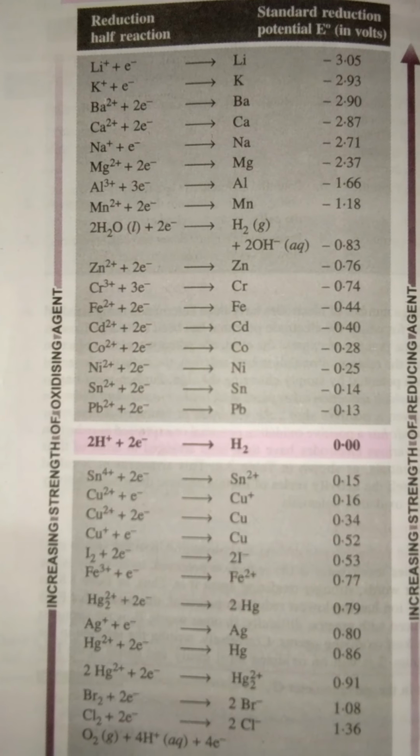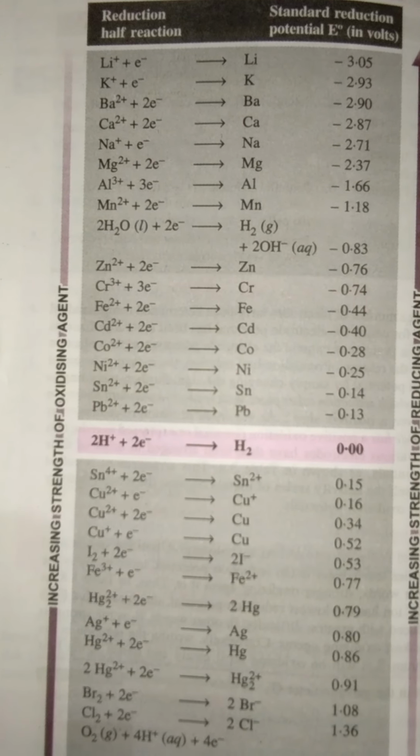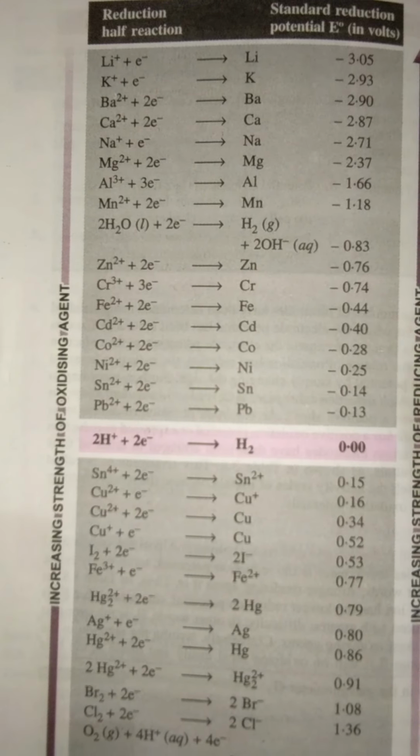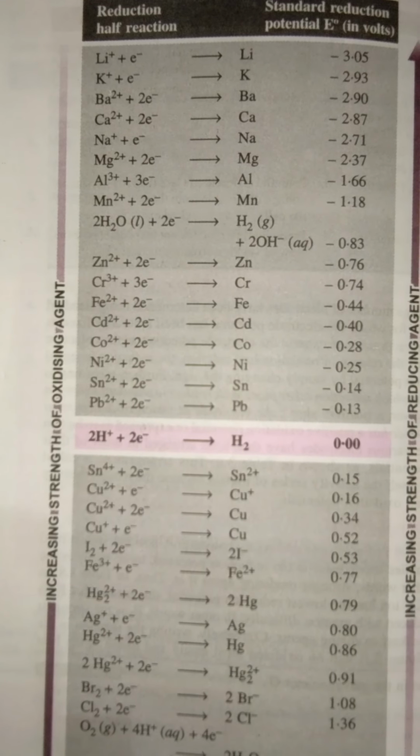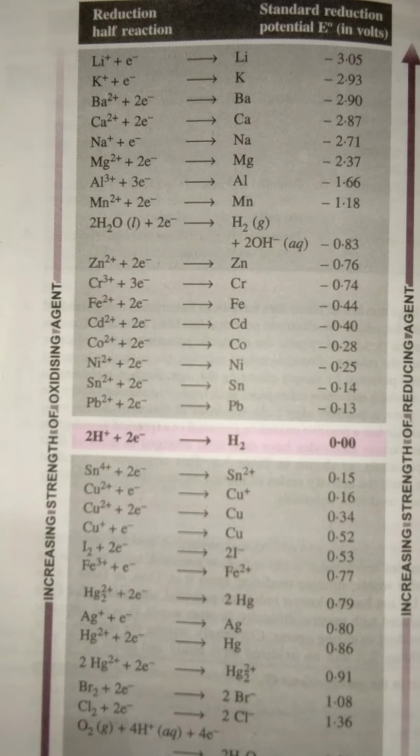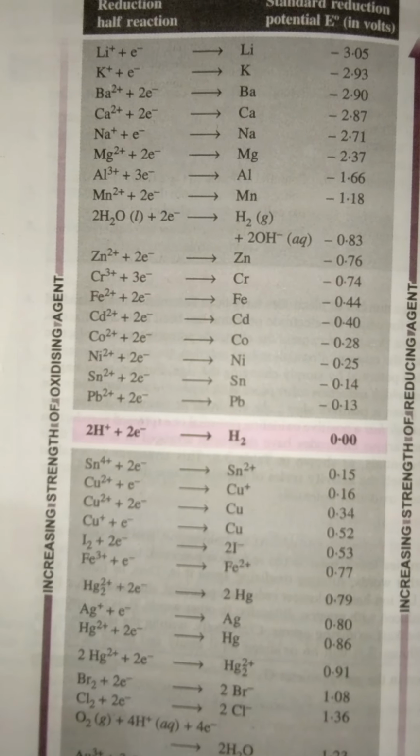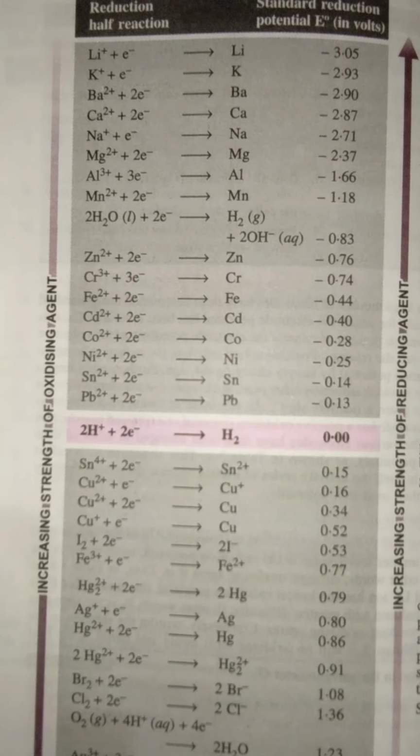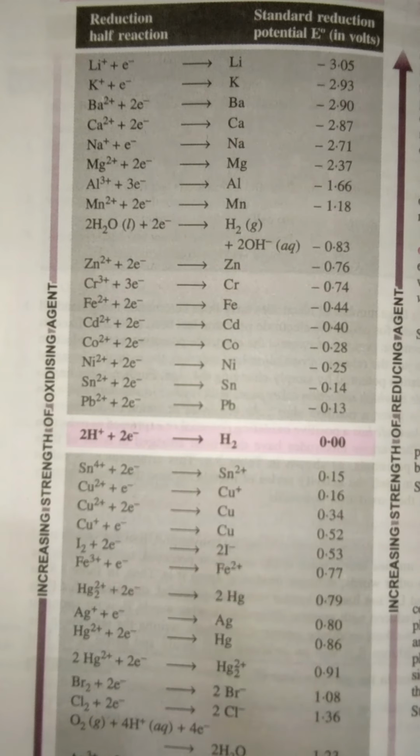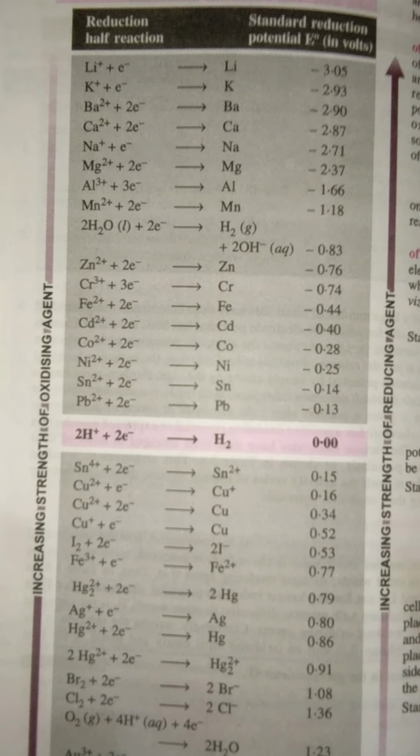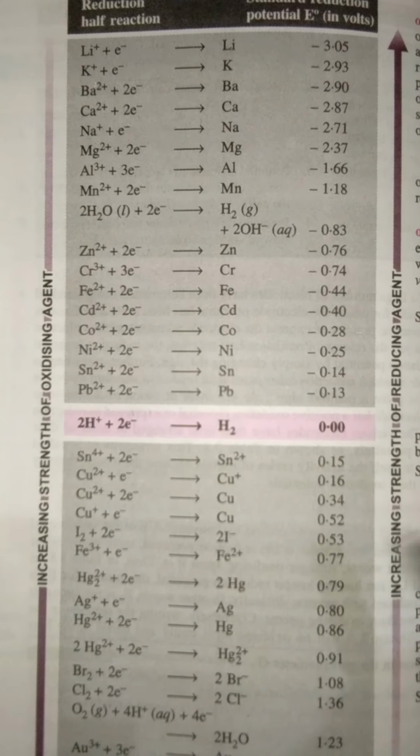Here you can see the electrochemical series, where the elements or metals are arranged in the order of increasing standard reduction potential. At the top there is lithium, which has a standard reduction potential of minus 3.05, the smallest reduction potential, but it has the highest oxidation potential. So this table is arranged on the basis of increasing reduction potential.